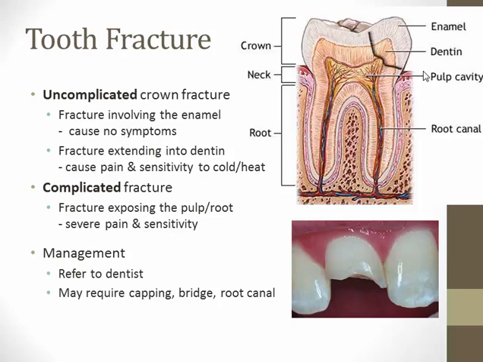If the damage starts to extend towards the dentin layer, that's when the patient will start to develop some sensitivity to cold or hot and maybe some pain. If the fracture is extending towards the pulp, we call that a complicated fracture. If the pulp is exposed, the patient is going to have severe pain and severe sensitivity, and this is a really bad case affecting the root. How you're going to deal with it depends on how bad the fracture is, but it's not really my place as an athletic trainer to determine what needs to be done.